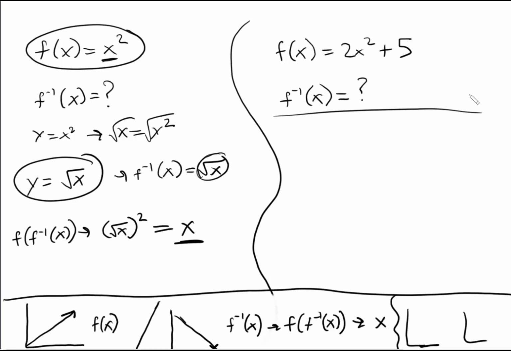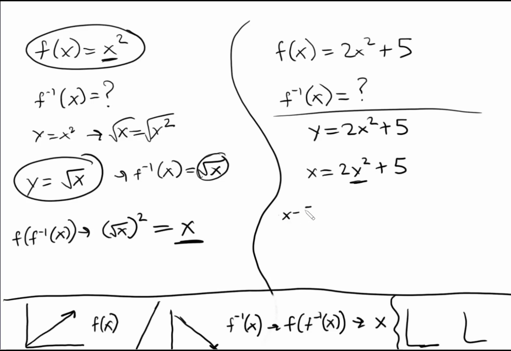So how do we solve for the inverse of this if it has one? Keep in mind that functions may not have inverses. Well, once again, replace that f of x with y. So we get y is equal to 2x squared plus 5. Now swap our x and our y, and we get x is equal to 2y squared plus 5. Now subtract 5 from both sides because we're solving for y now. We're trying to isolate our y.